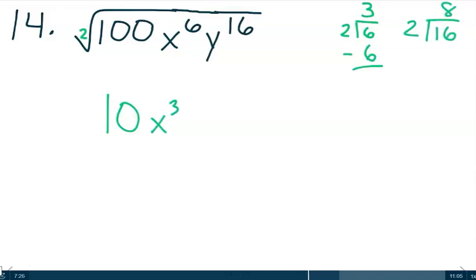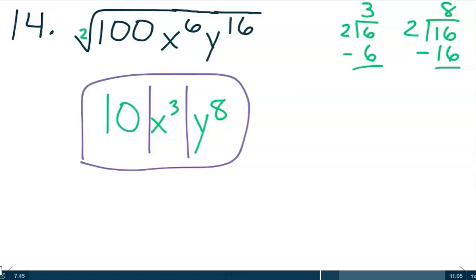If you start with an even exponent and end with an odd exponent, you need absolute value, because we're trying to make it to be the positive square root of all that stuff. So put the absolute value around the x cubed, and so that's our final answer. 10 times the absolute value of x cubed, and then times y to the 8th.